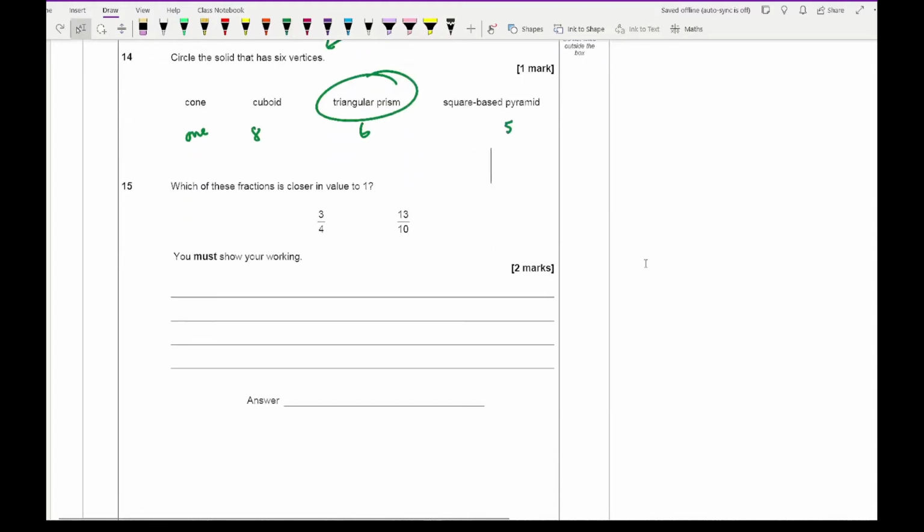Which of these fractions is close to 1? Well, the easiest way of doing that is to just type it into your calculator and write down the decimal. So here, 13 over 10, which is 1.3. So this is plus 0.3 away. The other is minus 0.25 away. So 3/4 is closer to 1.